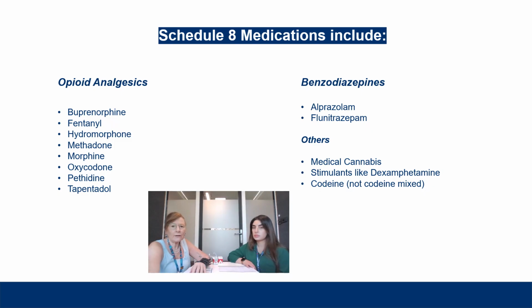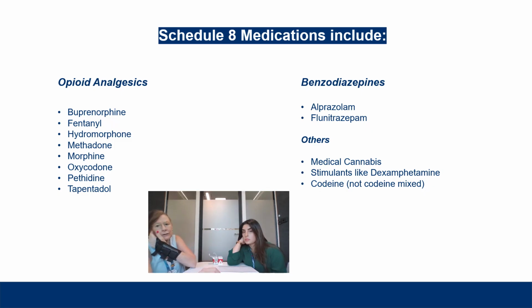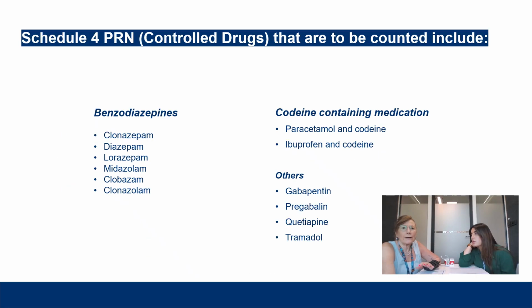So some examples of Schedule 8 medications include your opioids: buprenorphine, fentanyl, hydromorphone, methadone, morphine, oxycodone, pethidine, and tapentadol. Your benzodiazepines like alprazolam and flunitrazepam. And your others include things like medical cannabis, stimulants like dexamphetamine, and codeine, but not codeine that's mixed with something. So pure codeine is an S8 medication.